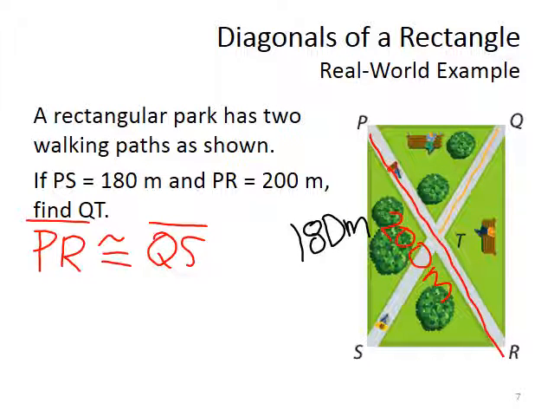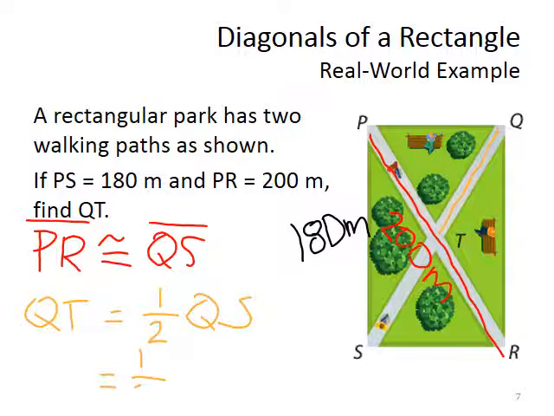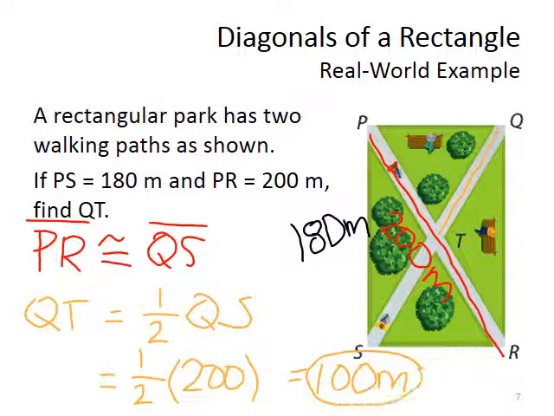We also know that the diagonals of a rectangle bisect each other because a rectangle is also a parallelogram and the diagonals of a parallelogram bisect each other. So that shows us that the length of QT is 1/2 the length of QS, because it's one of the two congruent parts of QS when it's bisected. Since QT is half of QS, that means it's 1/2 of 200 meters, and of course 1/2 of 200 is 100. So the length of path QT is 100 meters.